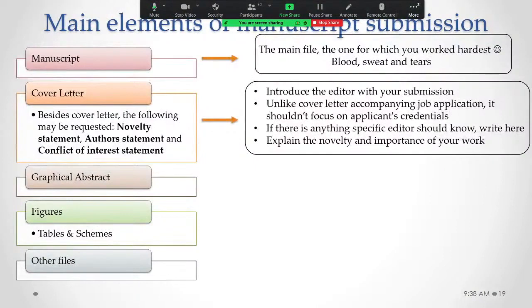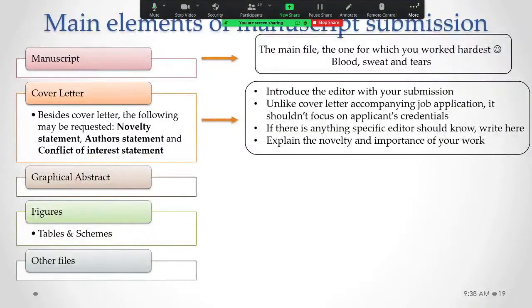I will go briefly through everything of this. In the novelty statement, they want you to explain what is completely new regarding the scientific part of your manuscript. The author statement is the statement in which you take responsibility as a corresponding author that all of the co-authors of the work are aware that you are submitting these results to their journal and that they have nothing against that.